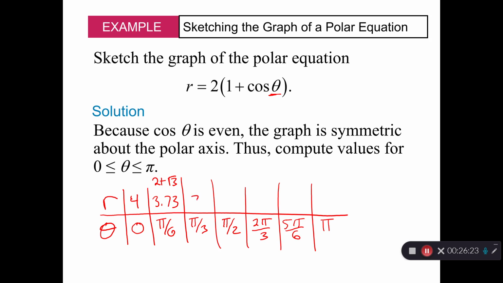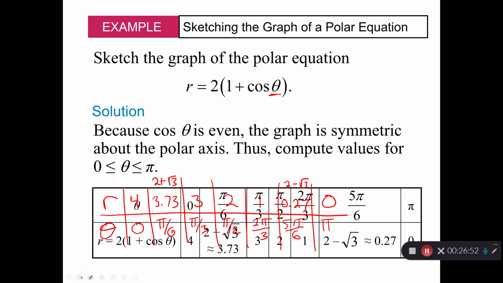For pi over 3, I got just 3. For pi over 2, I got 2. For 2 pi over 3, I got 1. Now for 5 pi over 6, I got 2 minus radical 3. So again, I'm going to use the same estimate, 1.73, and I get 0.27. And for pi, I got 0. All right. So this is going to be, again, half your graph.